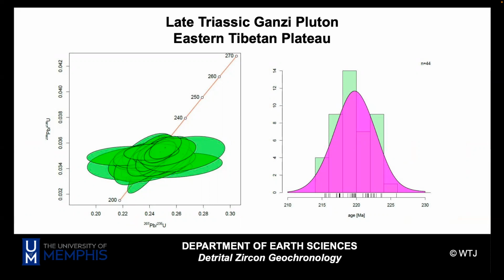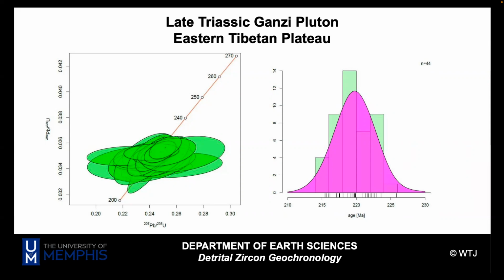What you're looking at is the results of this. We're still in our Concordia space. We've got 235/238 ratios. These green ellipsoids are individual analyses, and the red line is our Concordia line. And what we're looking at here is that we got really good analyses. Our results are really robust. They're all overlapping on the Concordia line, so we can reliably trust those results.